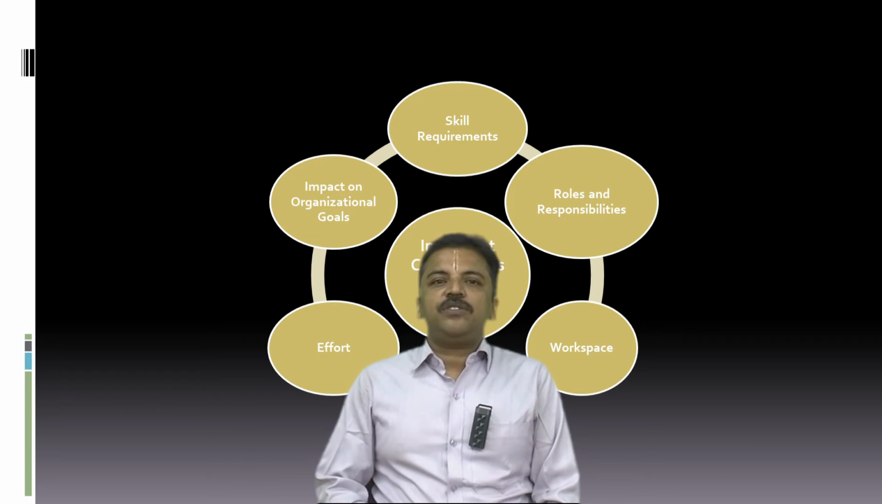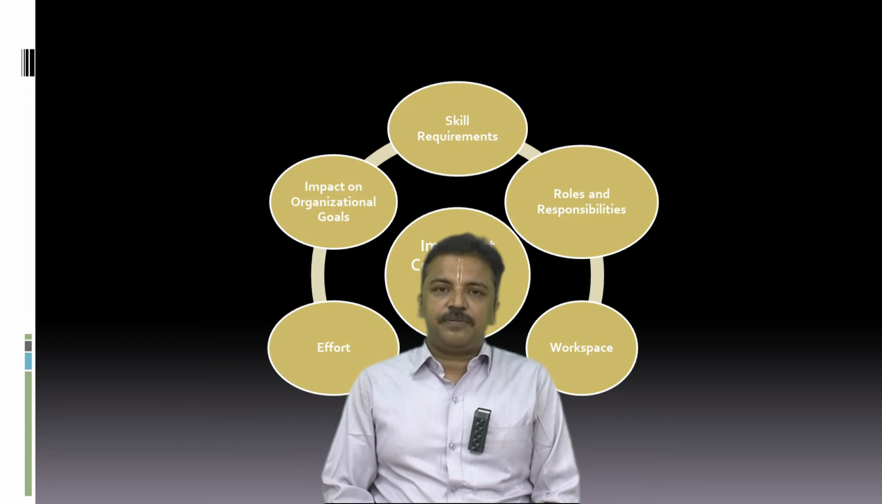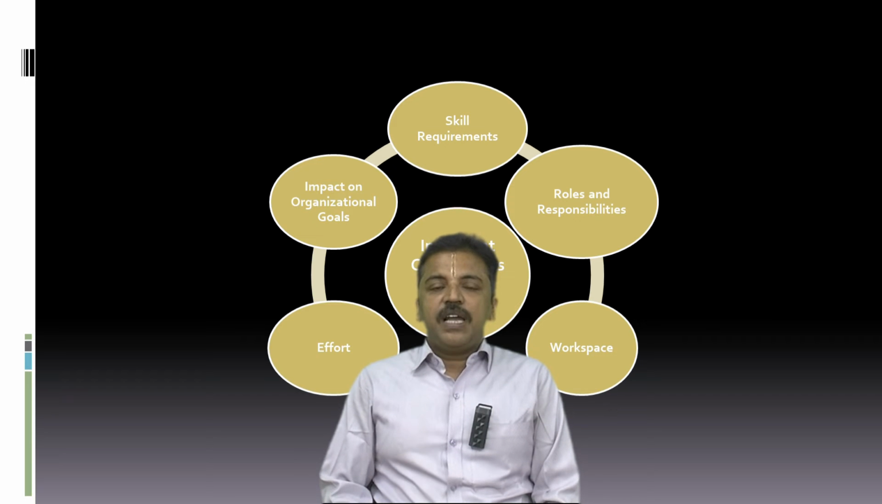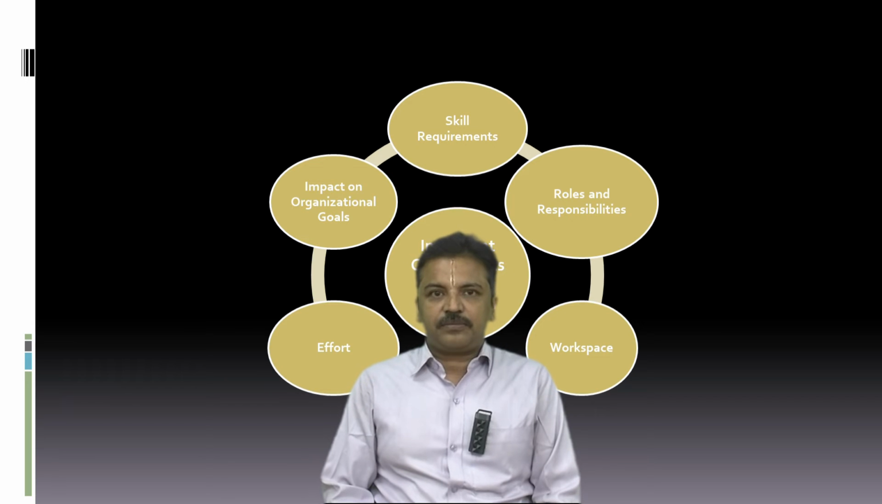So the important components of job evaluation are, the first one, skill requirement. What skills should a person have? What are the requirements of those skills? How is he going to implement those skills for the betterment of the organization? The second one is roles and responsibility. What is the job title of that person? Whether he is going to work as a manager, assistant manager, or junior manager. So a role is assigned, and according to that role his responsibility is also assigned.